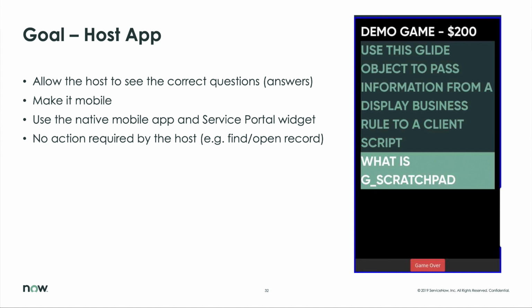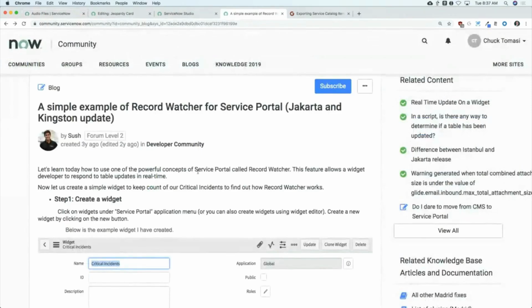Let's go on to the next one. The host app. How do we get the dynamic updates onto my phone when I'm hosting a game of Jeopardy, to give me the right answers? That is due to my good friend, recordWatch. And I'm going to first open up a very helpful article you can find on the community, published by Sush. Very smart guy. A simple example. This is where I started.